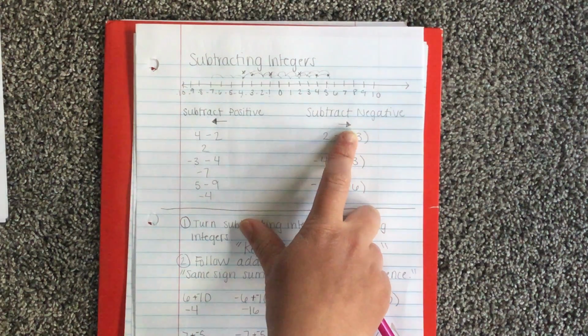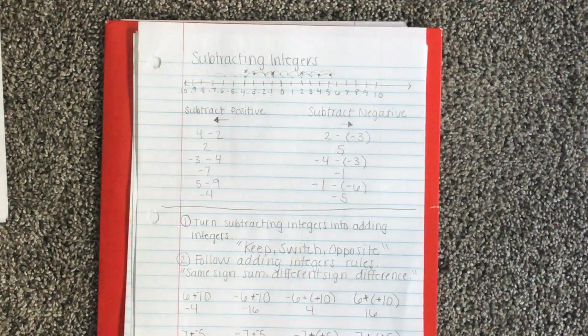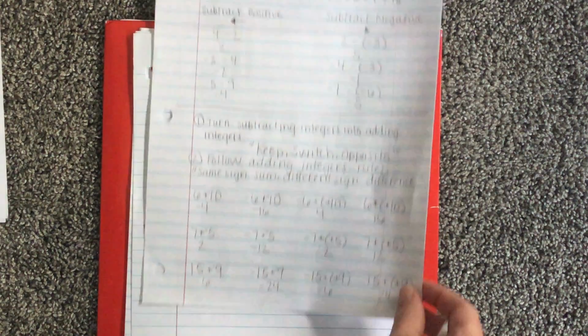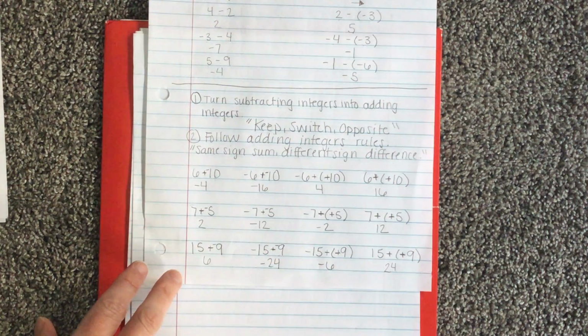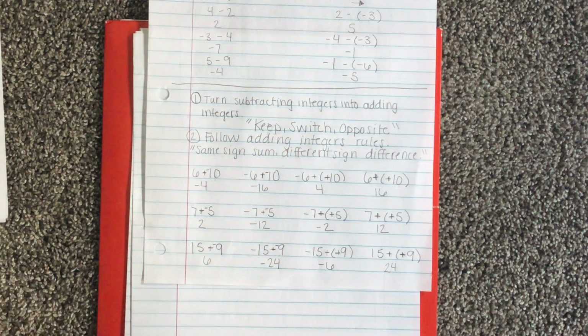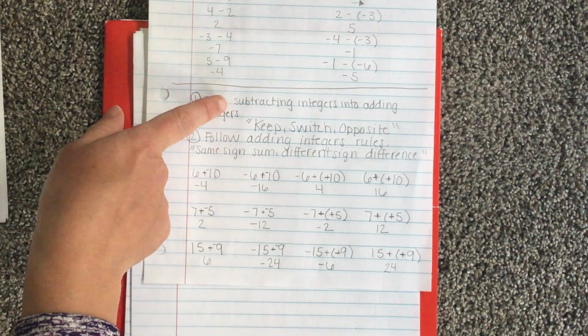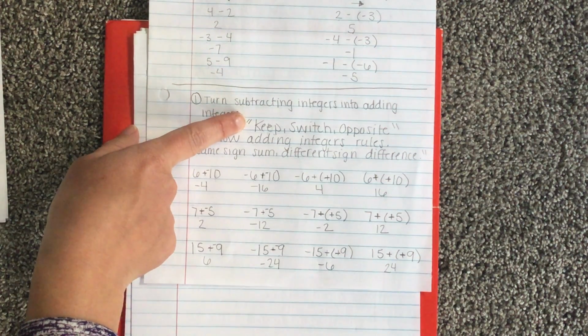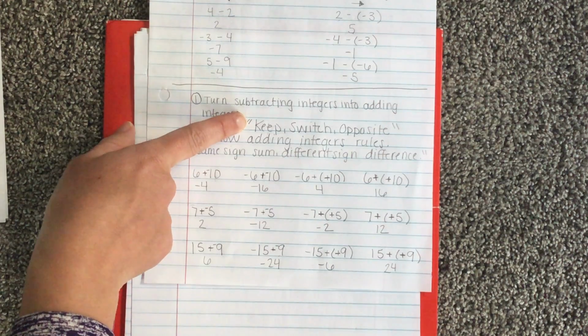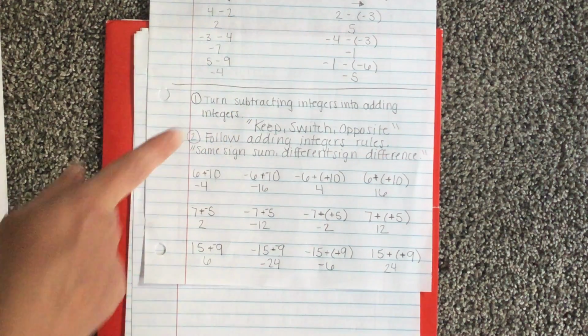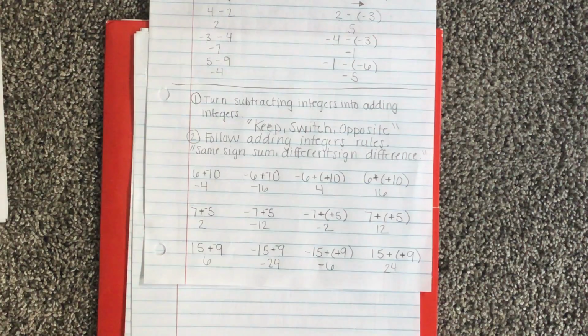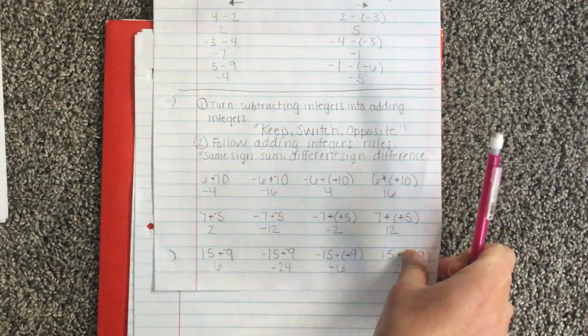Number line is a nice visual way to be subtracting integers, but it's not always the most convenient, especially when you get to larger numbers. So we have another method. And that method says that there's no such way of subtracting integers. We have to turn it into something else instead. So we turn all subtracting integer problems into adding integer problems with the phrase keep switch opposite. After you have an adding integer problem, you follow that phrase: same sign sum, different sign difference.